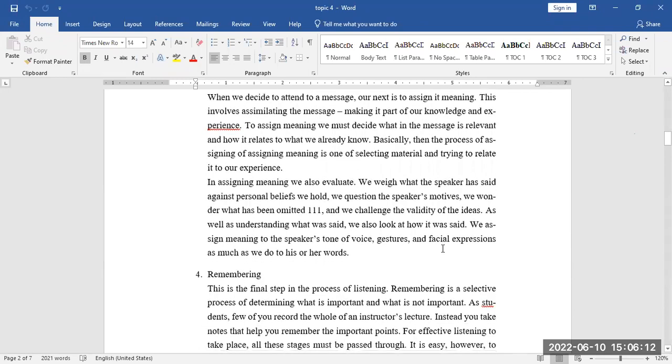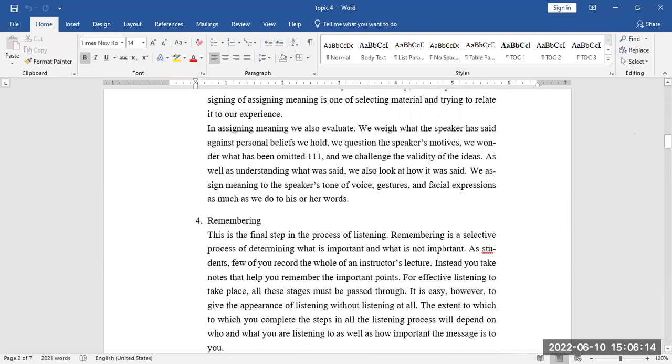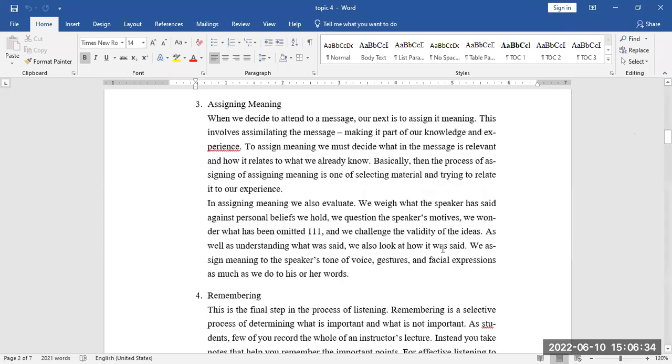For example, I might tell you something, and then you weigh the message. You ask yourself, is it against my belief as a Muslim? Is it against my belief as a Christian? Is it against my culture? You start assigning meaning to the message. That is called assigning the meaning.